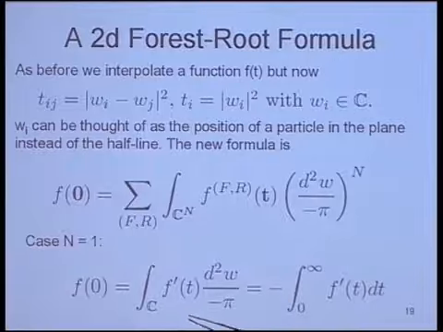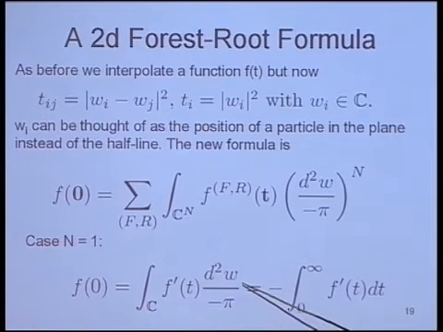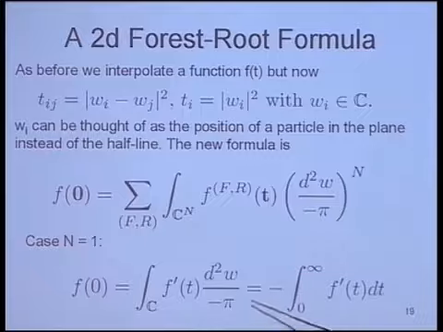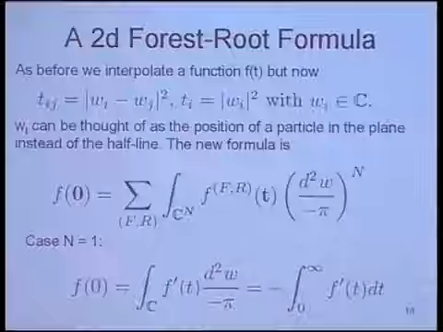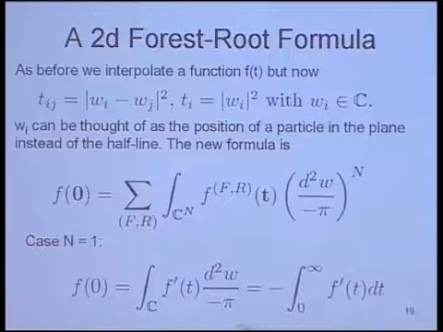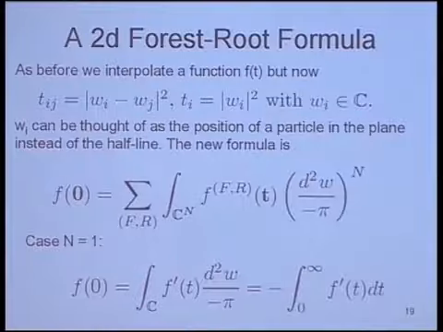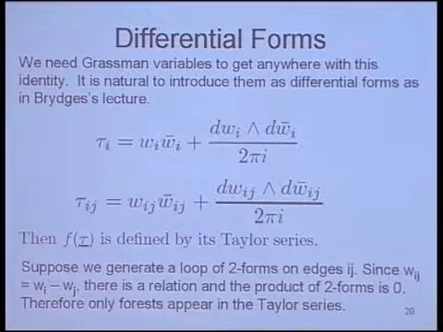Once again, we can look at the case n equals 1. F of 0 is the integral of f prime. And just by going to polar coordinates, it actually reduces to the n equals 1 case on the half line as in the very first slide. So this basic identity is, we're going to jack this up to n dimensions, if you will. But it's much less trivial. You can't just give an inductive proof as we did in the half-line case.